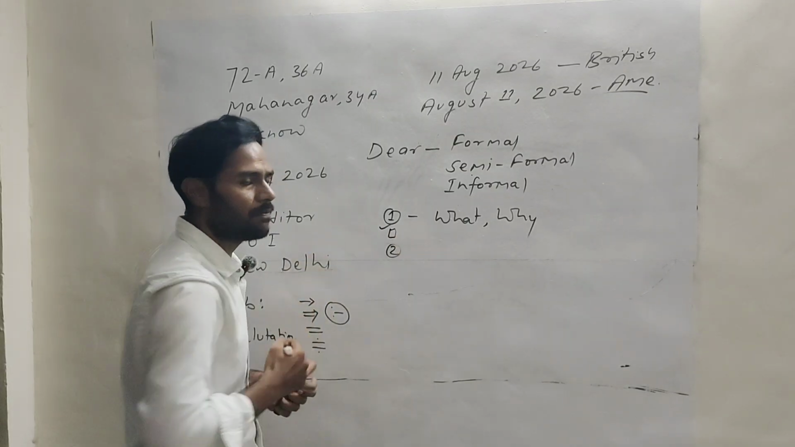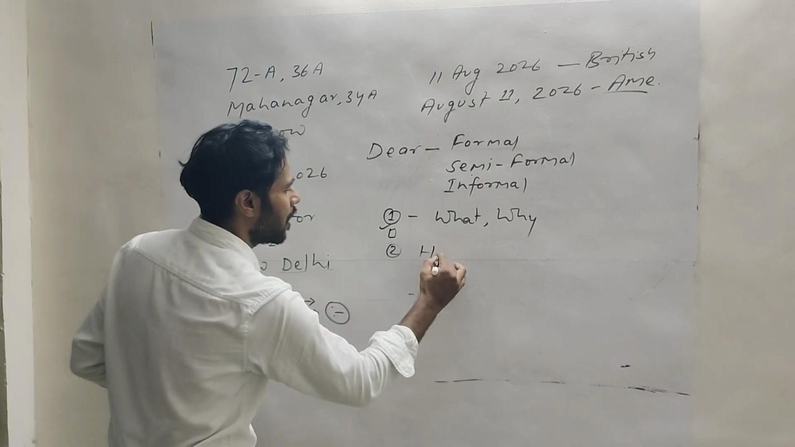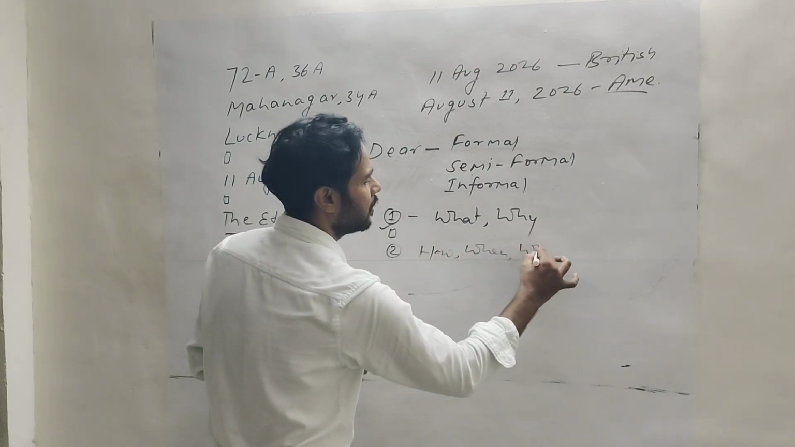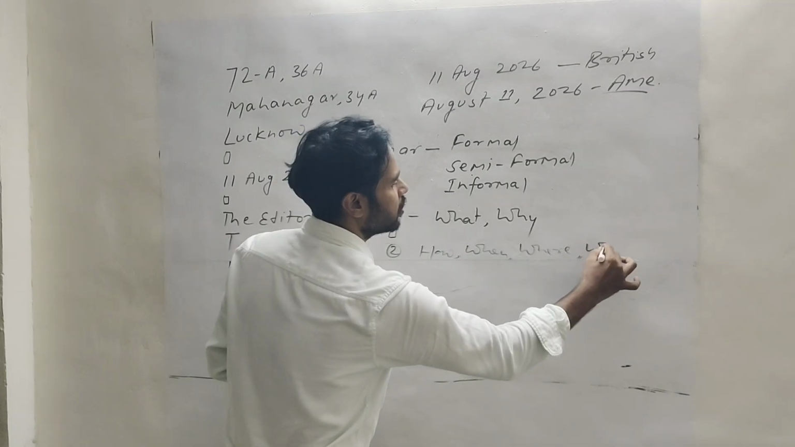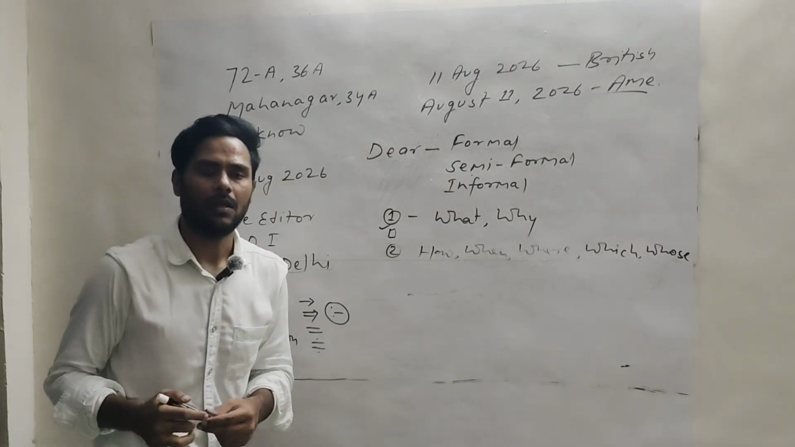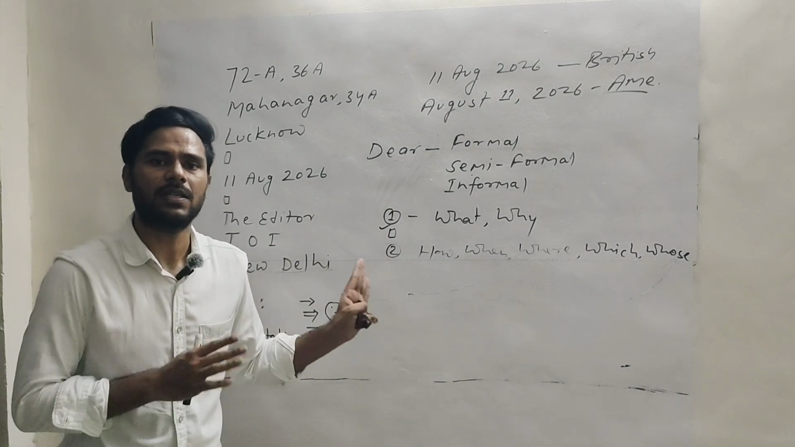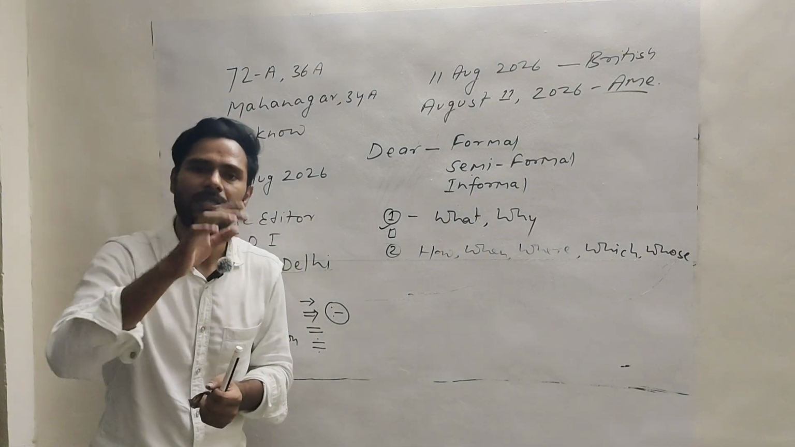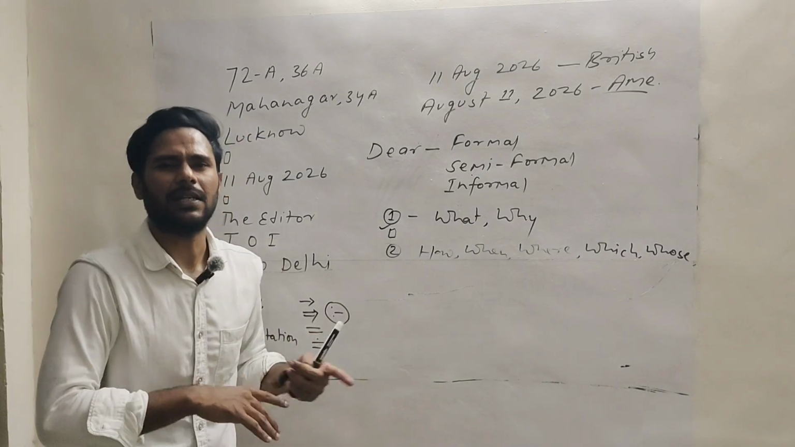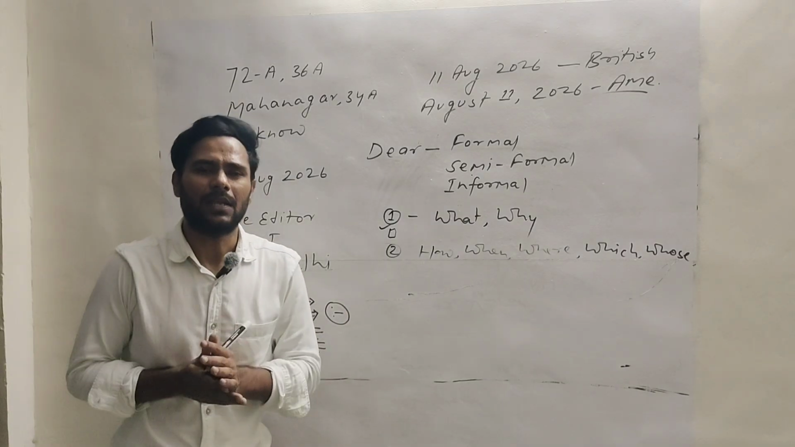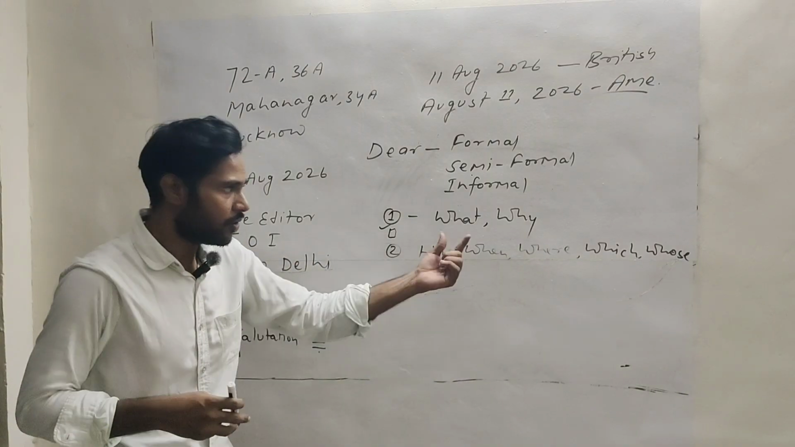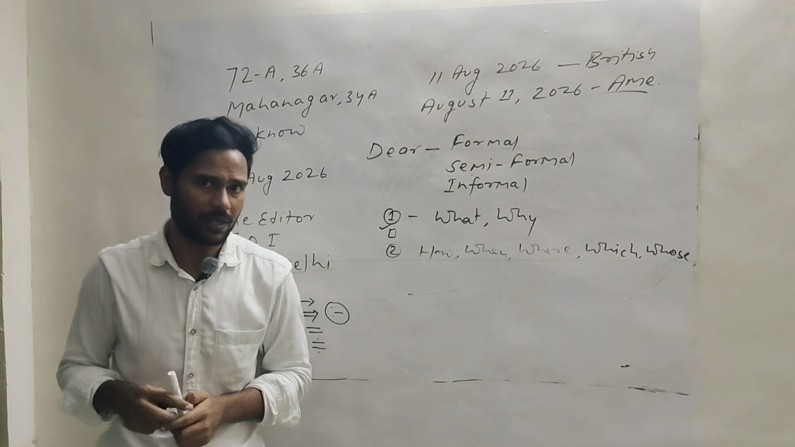Okay, in the second paragraph you have to answer how, when, where, which, whose, etc. Answer the rest of the question words in the second paragraph, because the second paragraph is considered the core paragraph of any letter writing. Not only letter writing, if you are writing any piece of writing, the second paragraph is the most important part. So you have to answer these questions in the second paragraph.